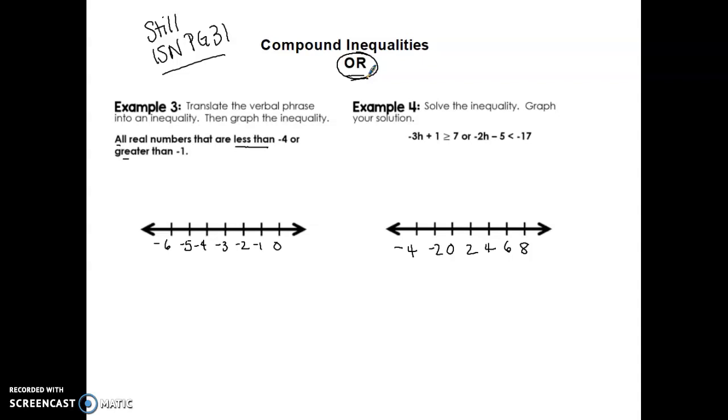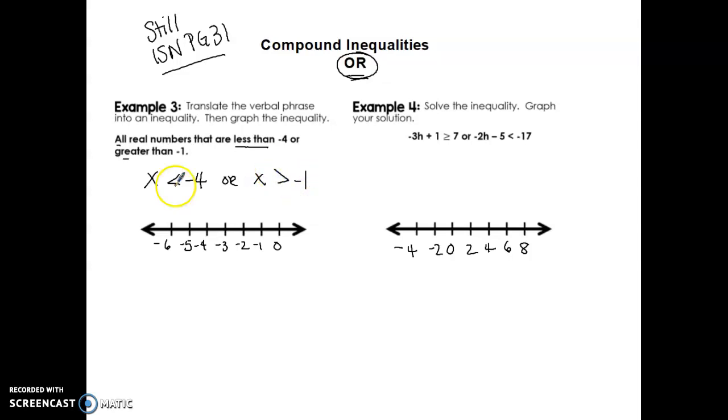All the real numbers that are less than -4 or greater than -2. They want you to write the inequality. So we have x is going to be less than -4, or x could have been greater than -1. And they want you to graph it.